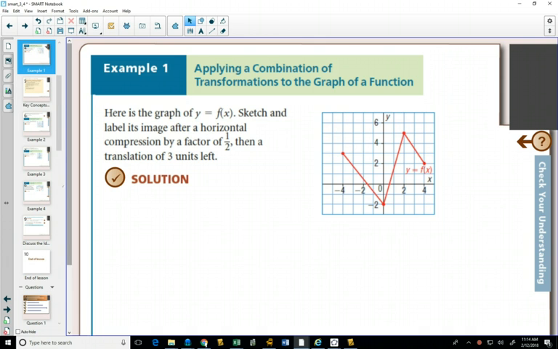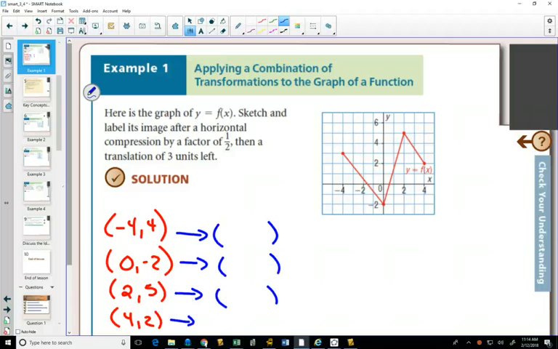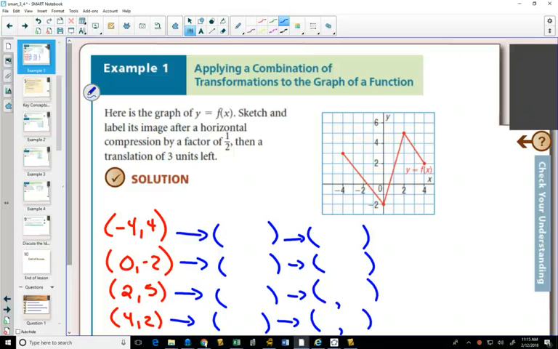But same thing. I'm going to take the points that were given. So we've got (-4, 4), (0, -2), (2, 5), and (4, 2). I'm going to set up my arrows for my stretches, compressions, reflections, and then set up my arrows for my translations. In this one, we want a horizontal compression by a factor of 1/2.